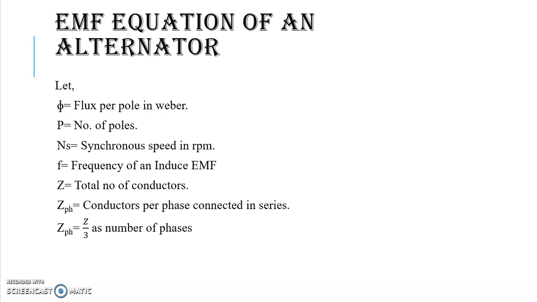Good afternoon, everyone. Today we will discuss the EMF equation of an alternator. We have certain notations for it. Let phi be the flux per pole in Weber, P the number of poles, Ns the synchronous speed in RPM, F the frequency of induced EMF in Hertz, and Z the total number of conductors. Zph is the total number of conductors per phase connected in series, and Zph is equal to Z by 3, as we have 3 phases R, Y and B.